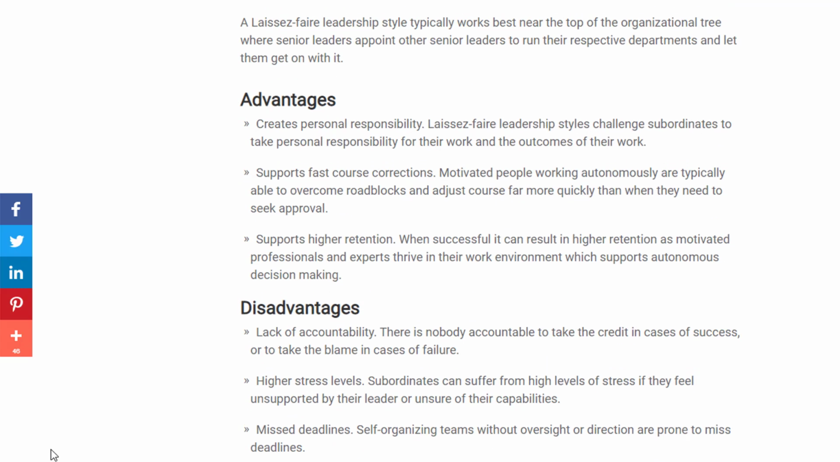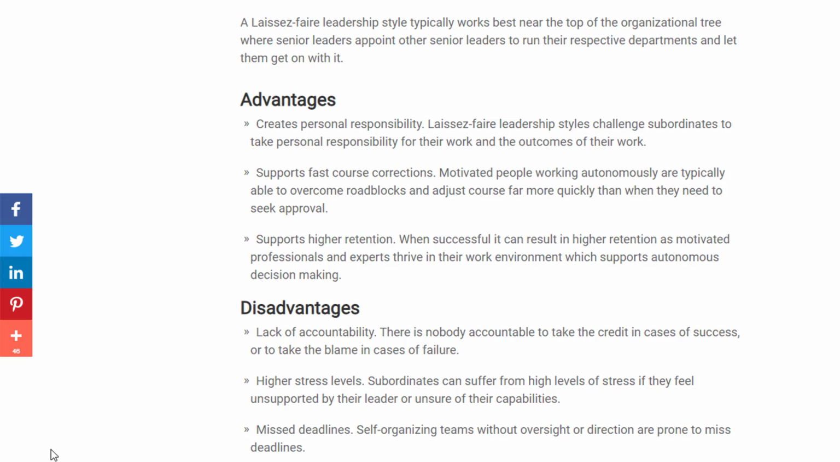Advantages: create personal responsibility, meaning laissez-faire leadership style challenges subordinates to take personal responsibility for their work and the outcome of their work. So they don't have anybody to blame. I gave you all the rope, do what you have to do. If it fails, that's on you. If it succeeds, that's you too. It's all on you, personal responsibility, because I gave you the free reign to do what you want. I was hands off, so you cannot blame the boss.